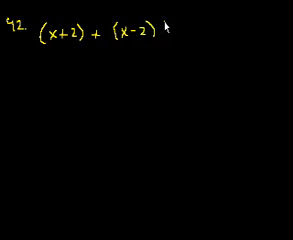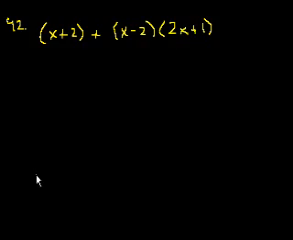Next problem. Okay, they say which of the following expressions is equal to, this is problem 42, and they write x plus 2 plus (x minus 2) times (2x plus 1). So we have to simplify this, and remember, order of operations, multiplication comes first. We have to multiply these two expressions first.